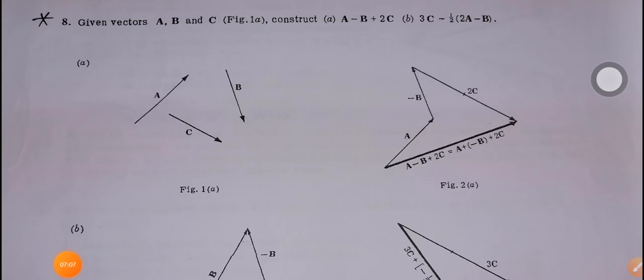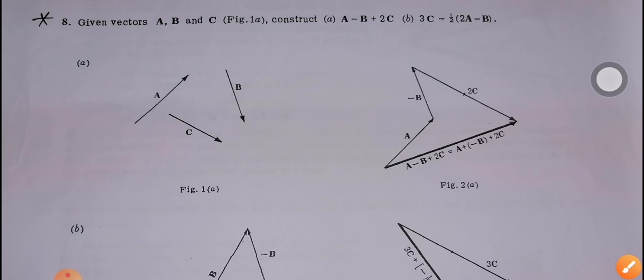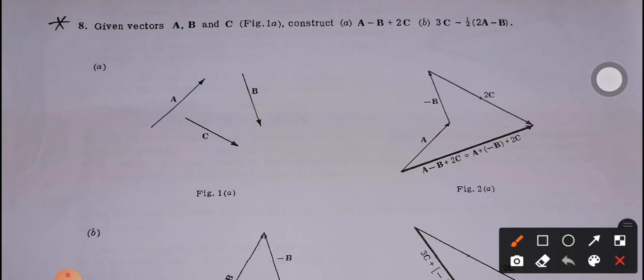Next we have question number 8. We are given the three vectors a, b and c, and we have to find the vector a minus b plus 2c. At first we draw the vector a. So here I have the vector a. Now I have to solve it for a minus b. A minus b means I change the direction of b but not its magnitude. If the direction of b is downward, minus b will have upward direction. I place minus b at the terminal point of a.